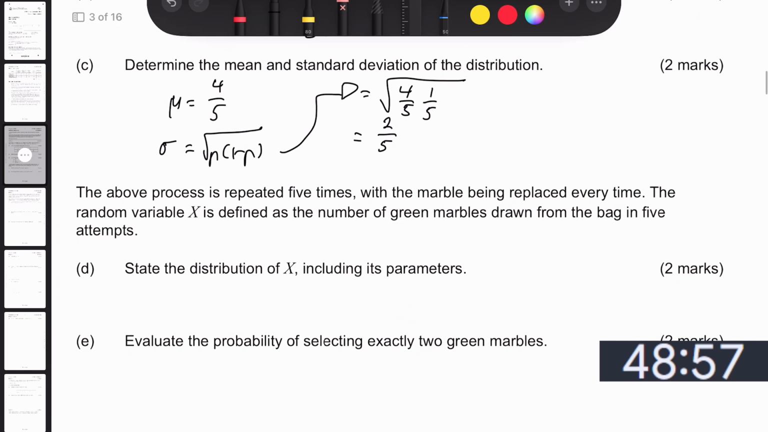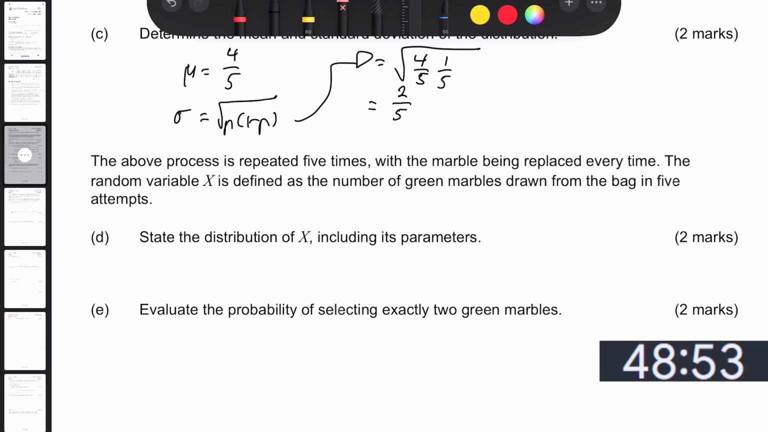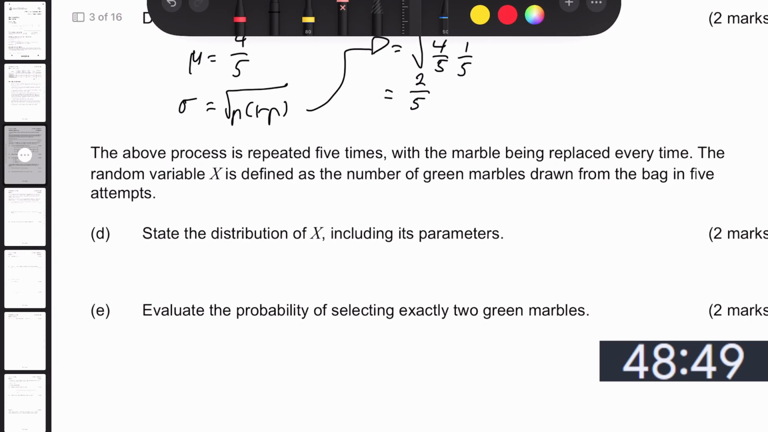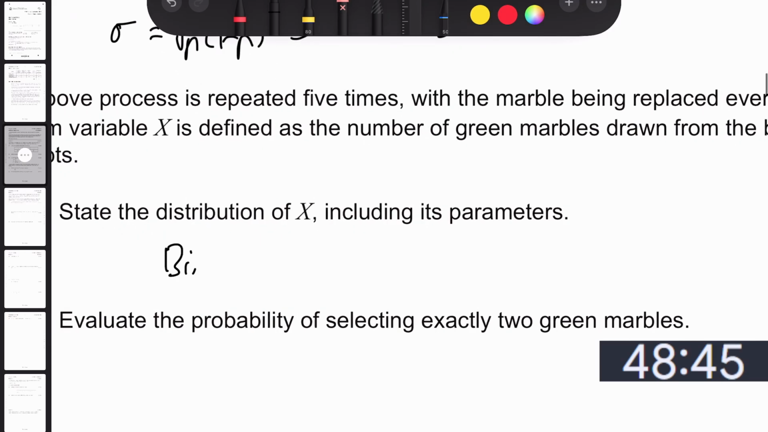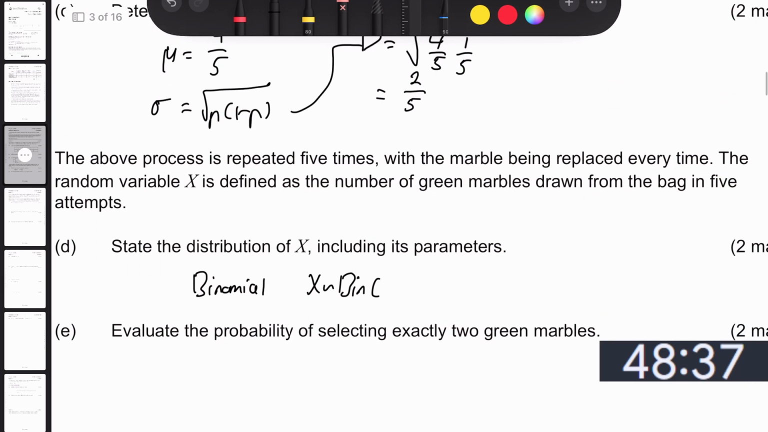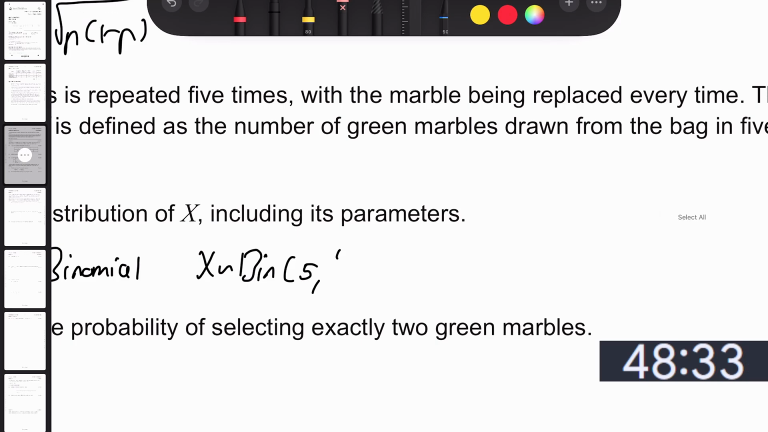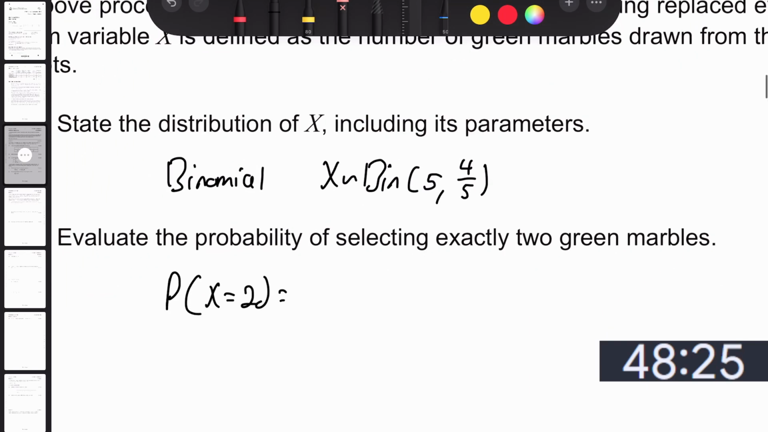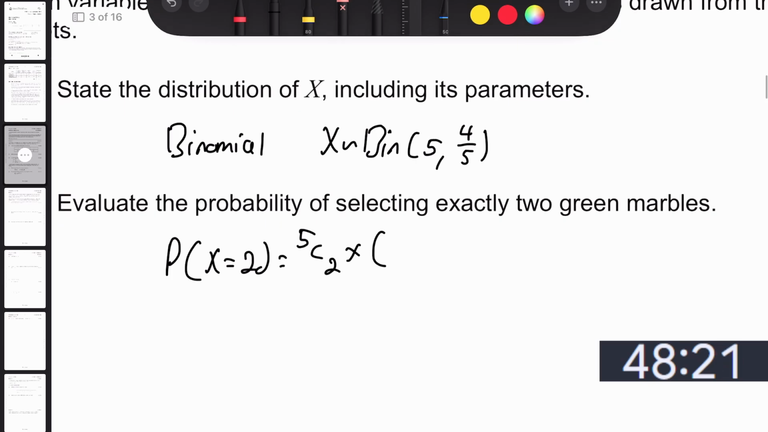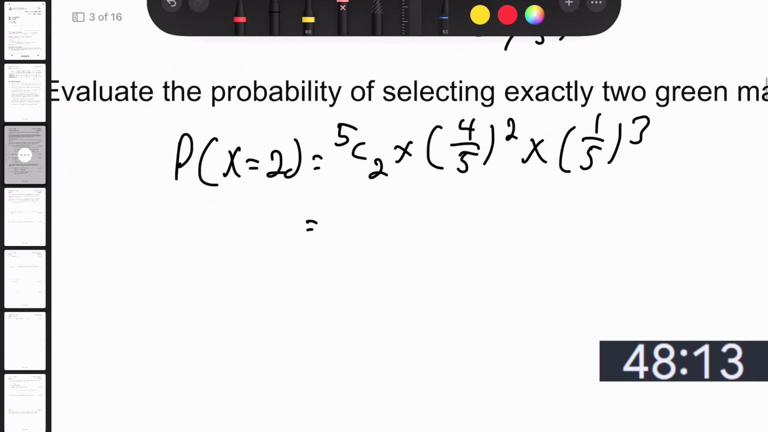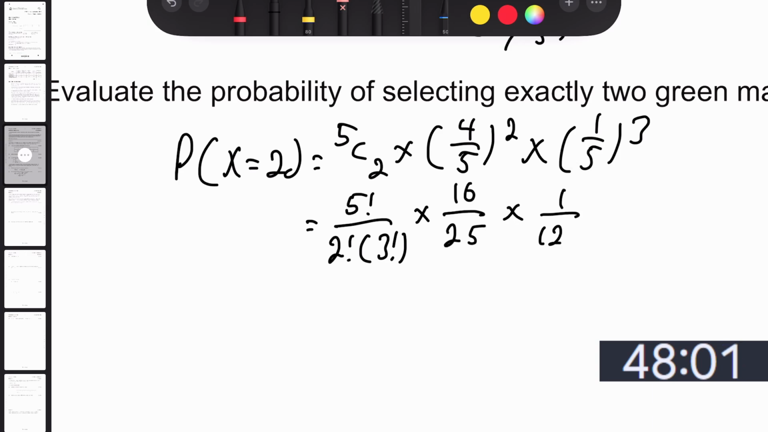Bernoulli, yep. The above process is repeated 5 times with the green marble replaced every time. X is the number of green marbles drawn from the bag in 5 attempts. So then this is going to be binomial. X is a binomial distribution where we have 5 trials, and the probability of a green marble is 4 out of 5. So the probability of X equal to 2 is going to be 5C2 times (4 on 5) squared times (1 on 5) to the power of 3. Now 5C2 is going to be 5 factorial over 2 factorial, 3 factorial, times 16 on 25 times 1 on 125.